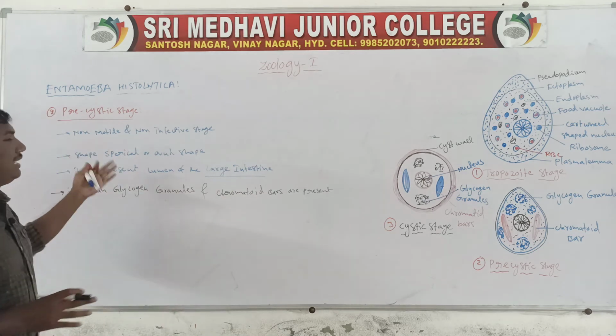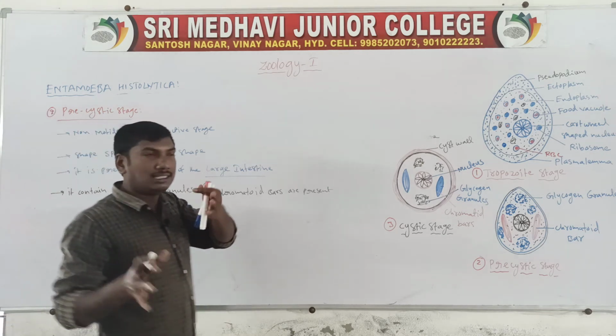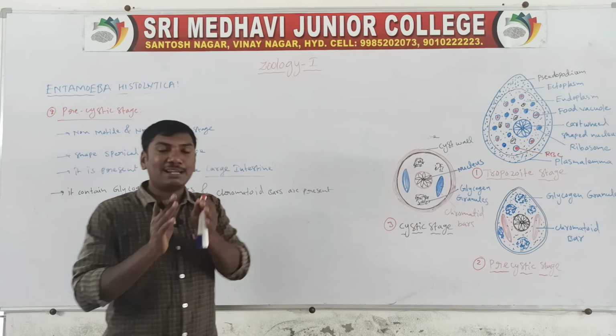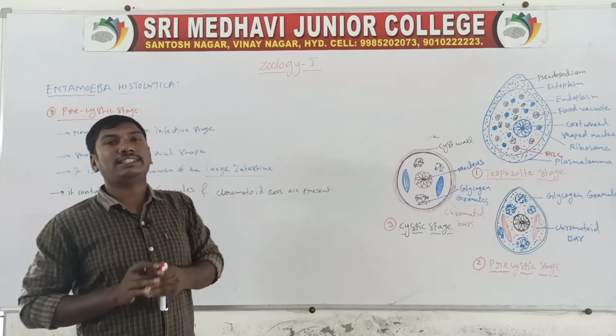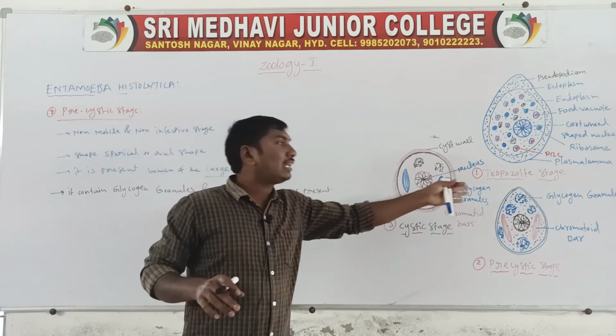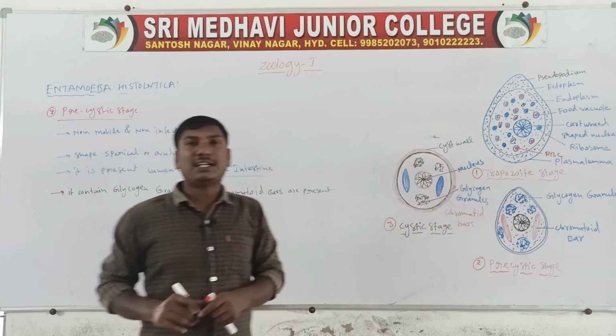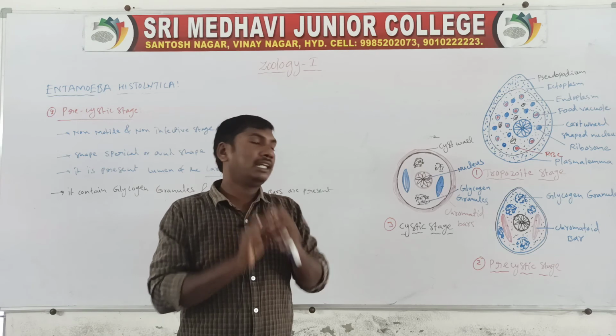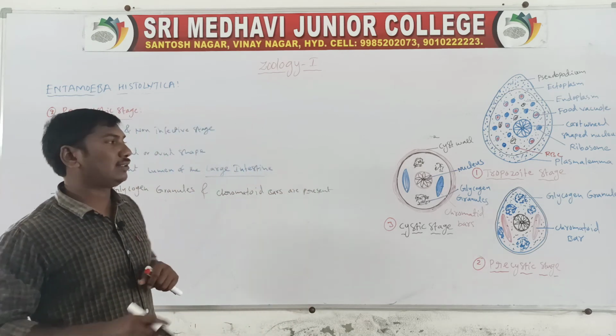So that is the precystic stage: a non-motile, non-infective stage. The shape is spherical or oval. These stages contain glycogen granules and chromatid bars, which are the reserve food materials of this stage of Entamoeba histolytica.